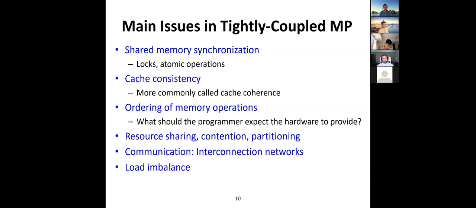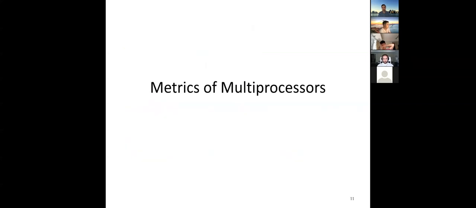Okay, another problem is resource sharing, contention, and partitioning. Any of that might cause some trouble and you have to deal with this. Obviously, there is communication overhead, interconnect, and all of that. You need to deal with that, and load balance between different cores. That's another thing you need to deal with to make these things more efficient. Okay, so all those things we're going to talk about in this class.